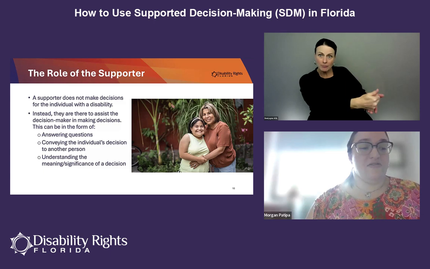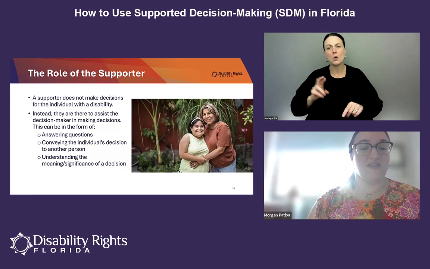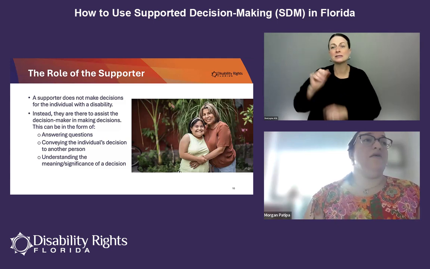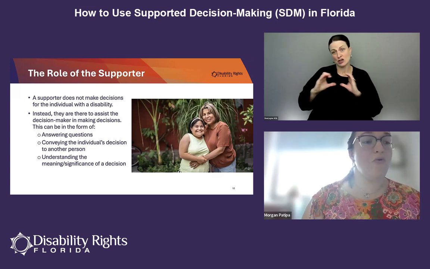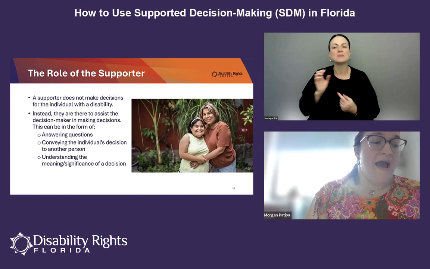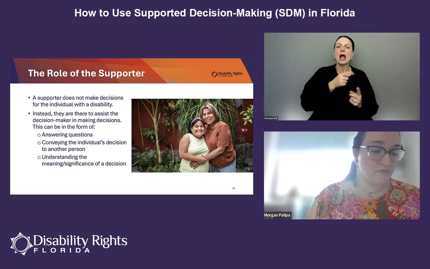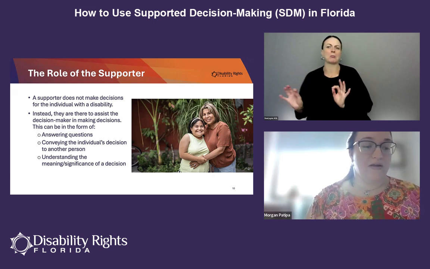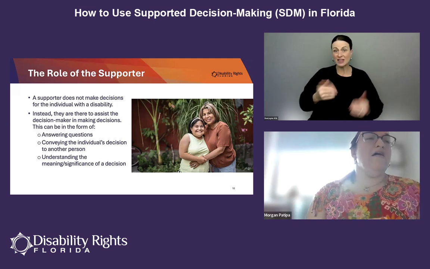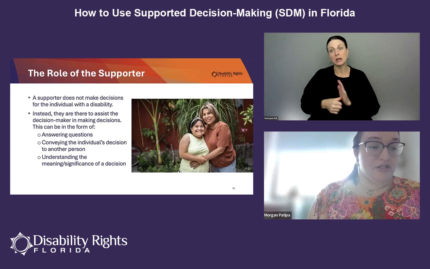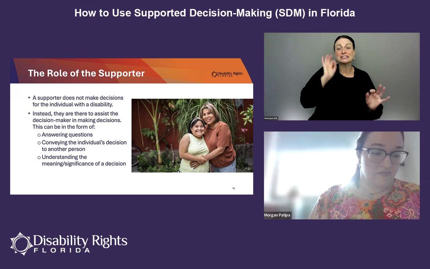So this can be in the form of answering questions, conveying the individual's decision to another person, right? Say if they use an AAC device or some other communication device and they're unable to communicate in a verbal way, they can do that, and understanding the meaning and significance of a decision. I think this third bullet point here is the most important out of all three because it allows the individual with a disability to understand the impact of the decision that they're making, right?